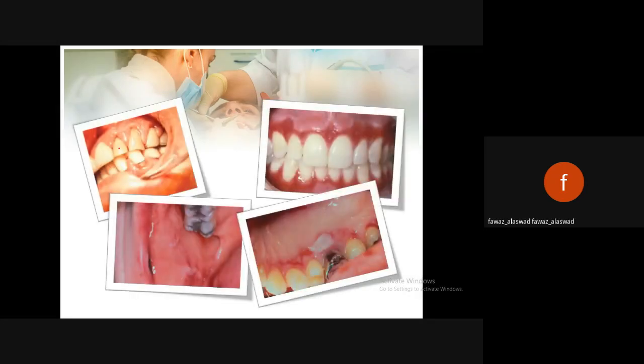لنتكلم هنا عن الجنجفة شوية. Usually it consists of the attached gingiva.